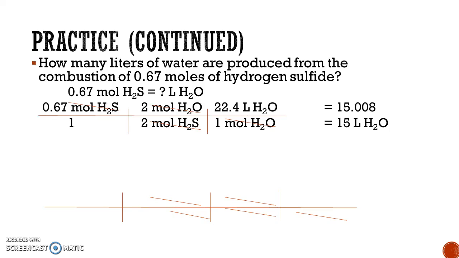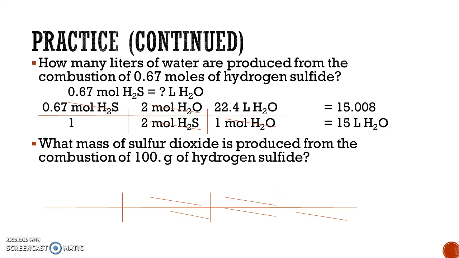We do the math in our calculator and round to the significant figures of the given. 15.008 will round to 15 because the given has 2 significant figures. Our correctly rounded answer with units would be 15 liters of water. Let's look at one more using the same equation. What mass of sulfur dioxide is produced from the combustion of 100 grams of hydrogen sulfide? We identify the given and the wanted values. 100 grams of hydrogen sulfide equals how many grams of sulfur dioxide?